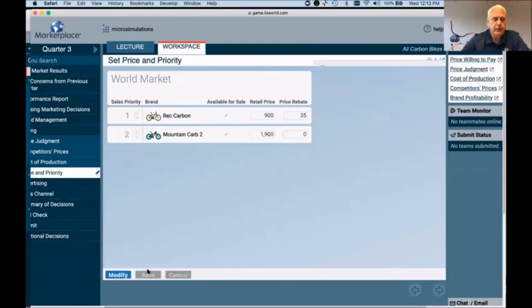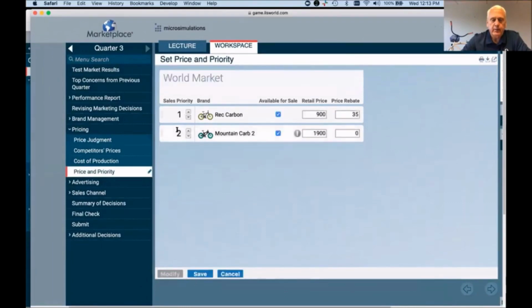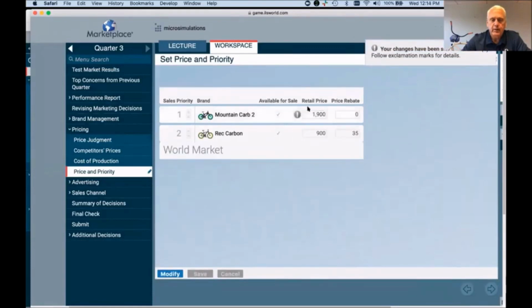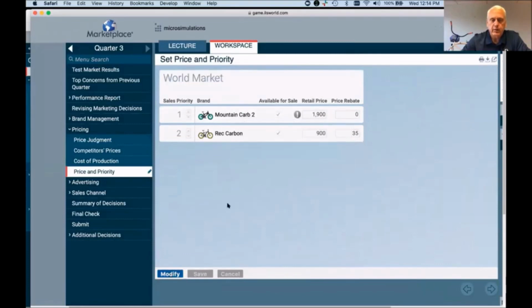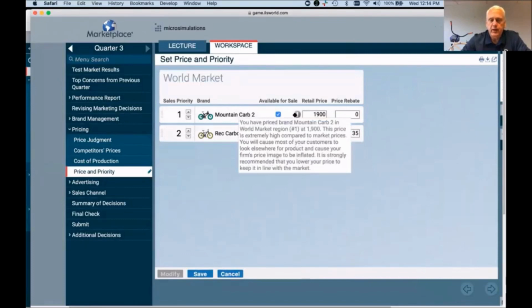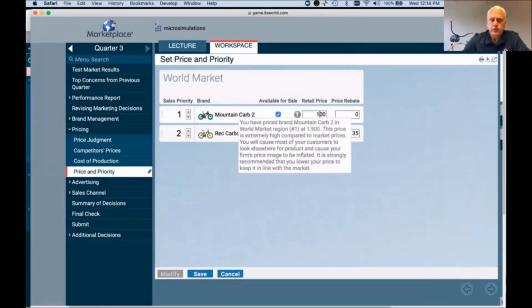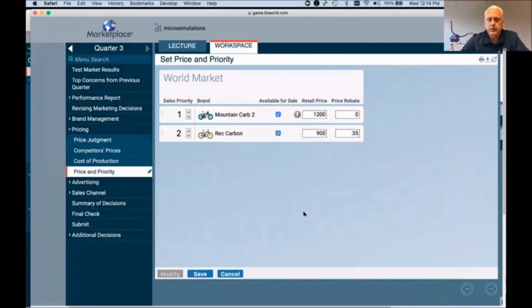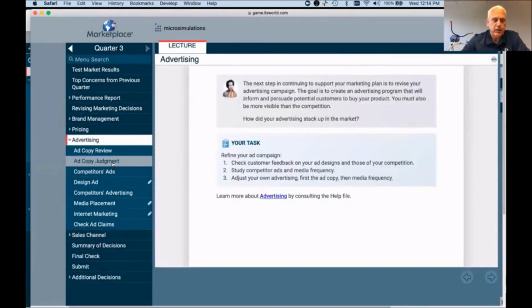Okay, so I save, and actually I want my Mountain Carbon bike to be in the number one position. Let's see. Oh, I priced that wrong. So you see that there's an error here. I made a mistake and I wrote in 1900, as opposed to 1200, which it really should be, and save. So it's really handy to have those error messages to keep you in safe space.